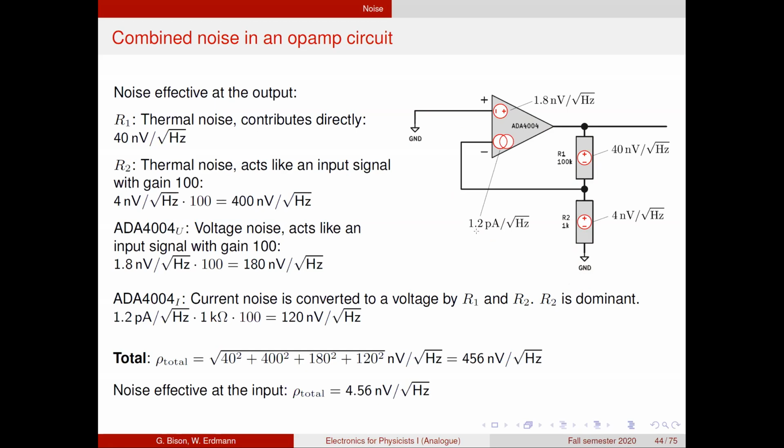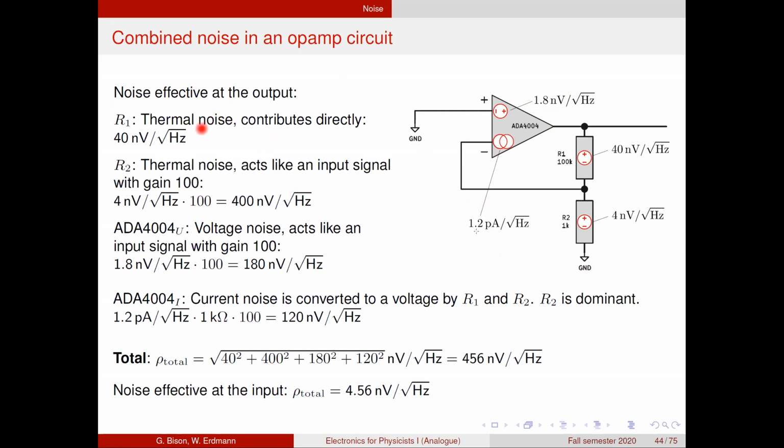Okay, now let's go through the components. So we've just seen in the datasheet that the amplifier has 1.8 nanovolts per root hertz voltage noise and 1.2 picoamps per root hertz current noise. And now let's see how this combines with the other components to get us a total noise figure.